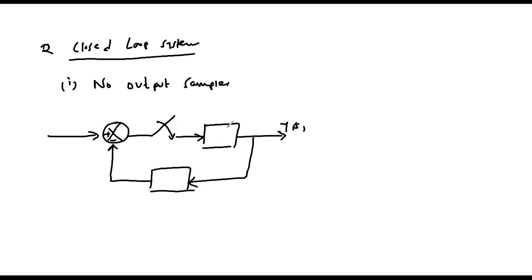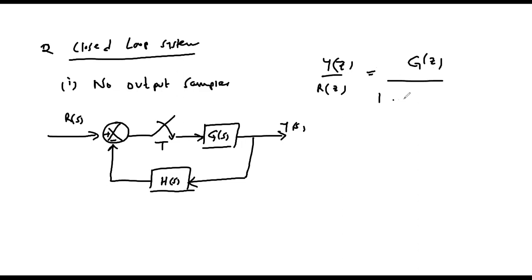This is our Y of S, open loop transfer function G of S, a sampler, our input R of S, and the feedback H of S. The closed loop transfer function Y of Z over R of Z will be obtained as G of Z divided by 1 plus, because there is no sampler between G of S and H of S, we multiply the two as GH of Z. This becomes the closed loop transfer function of the system when there is no output sampler.